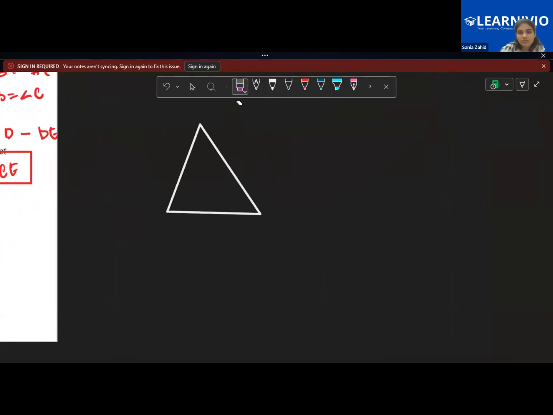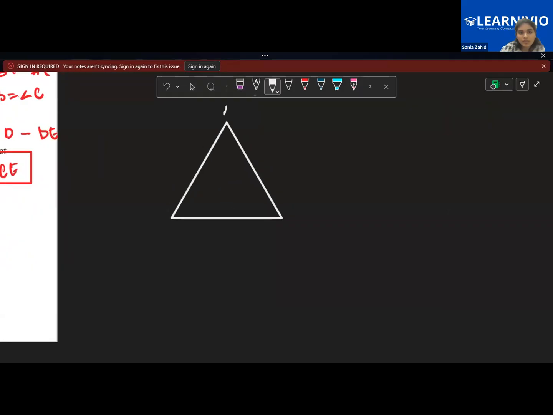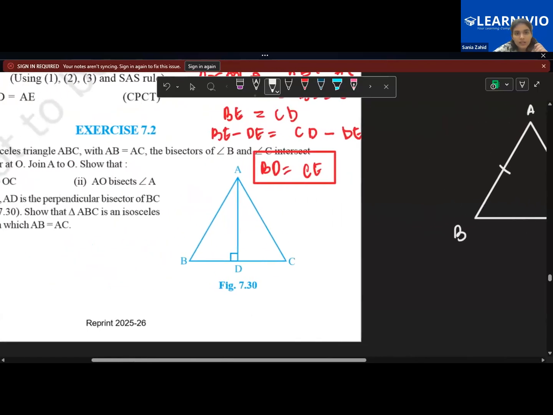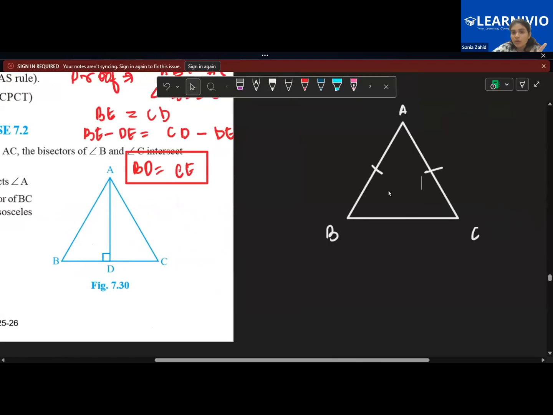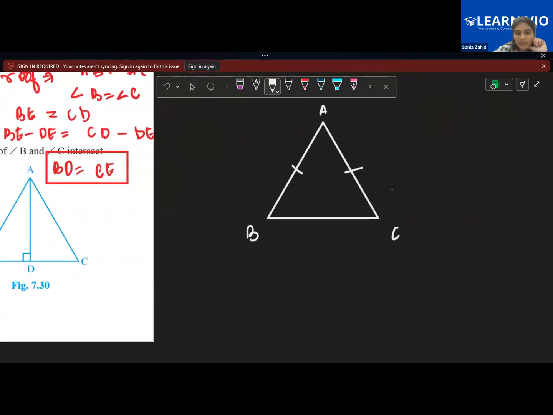That's isosceles. A, B, C. And they've also given to you that AB and AC are equal. Okay. Next, what is given? The bisectors of angle B and angle C are intersecting each other at point O. So children, what is the bisector of angle B? Angle B is this one and angle C is this one. Their bisectors will meet at this point, point O, and then they are saying you join AO.